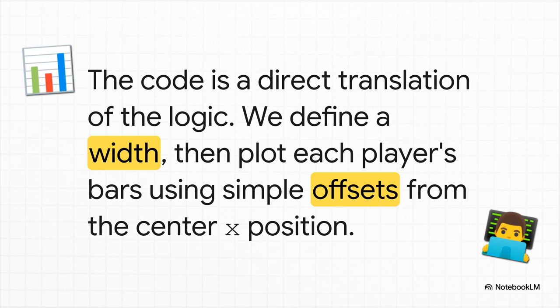And if you look at the code, you'll see it's exactly what we just talked about. We pick a width for the bars, and then for each player, we plot their bars using those little shifts. X minus width, just X, and X plus width. And of course, we're using our old friend plt.xticks again to make sure the years are labeled correctly.